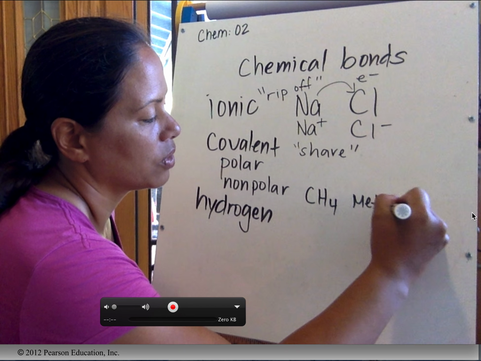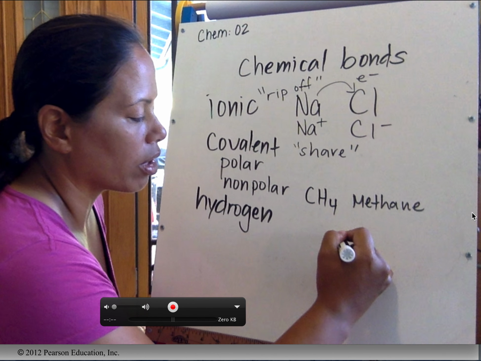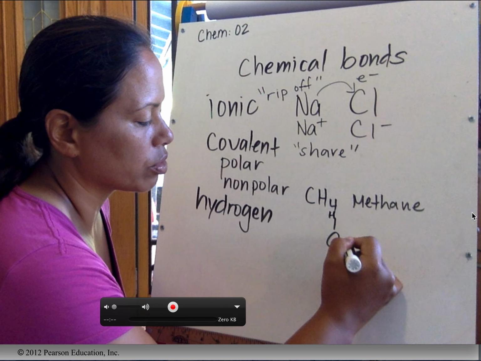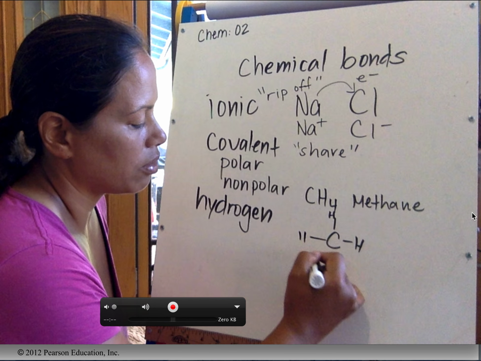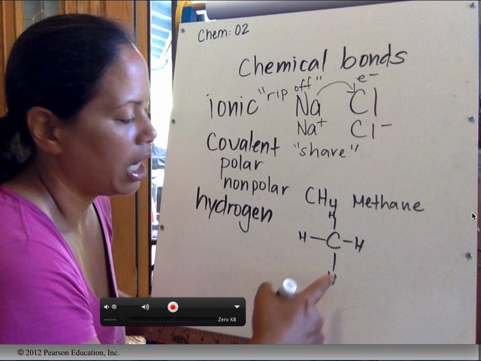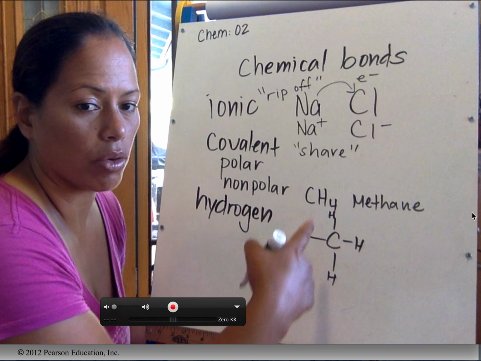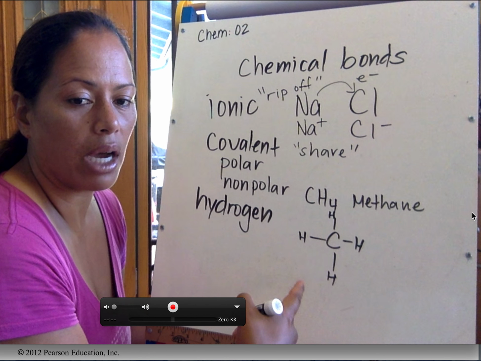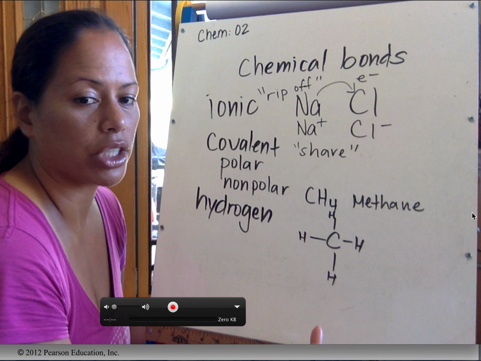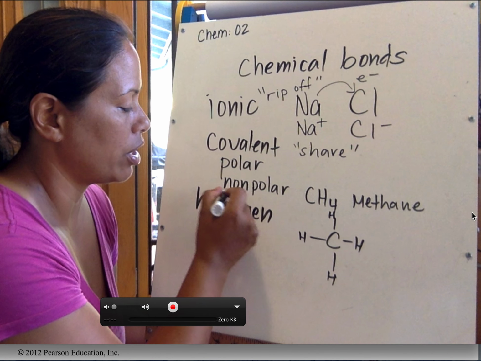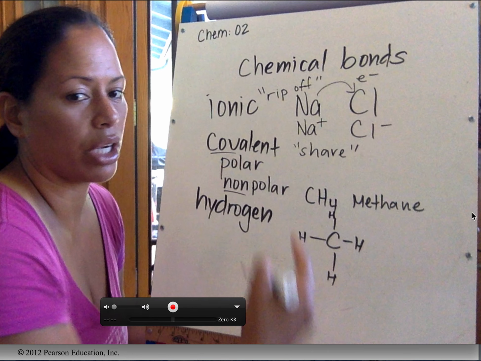Methane is almost playing tug of war with four different groups. Who's playing tug of war? Well, let's just pretend that hydrogens are pulling equally outward, right? If they're pulling equally outward, is there any movement in any direction? No, there's not. So they have a non-polar covalent sharing of electrons.